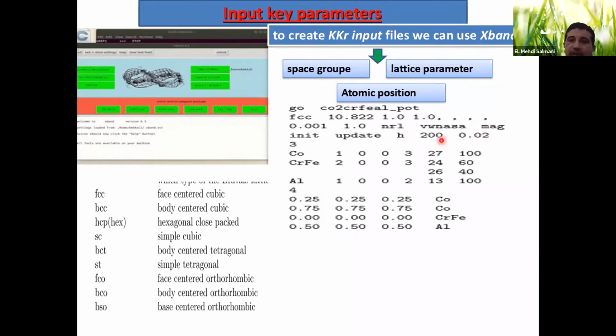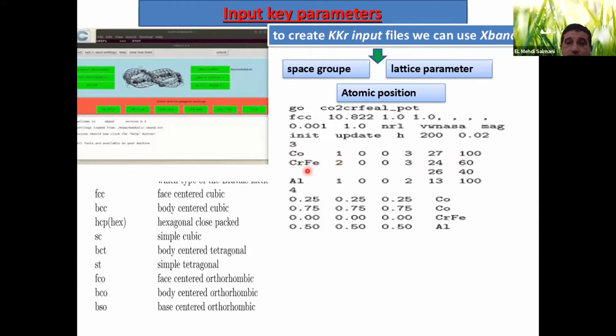After that we have H, the Brillouin zone. And then 200: the number 200 indicates the number of iterations to get convergence. Number 3 indicates the number of atom types. What does it mean, N-type? How many atoms exist in the unit cell? For example, in this case, we have cobalt. Also, we have 27, which indicates the atomic number of cobalt. 100 indicates the concentration of this element. In this case, we have 100% cobalt.